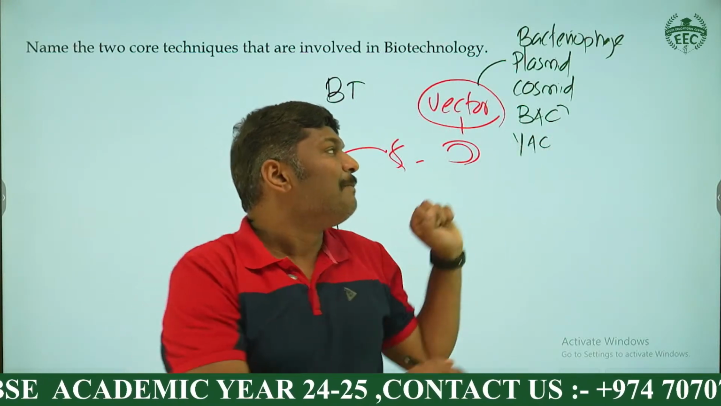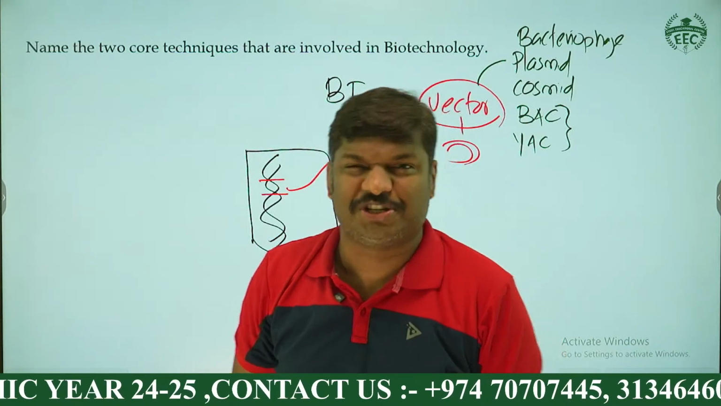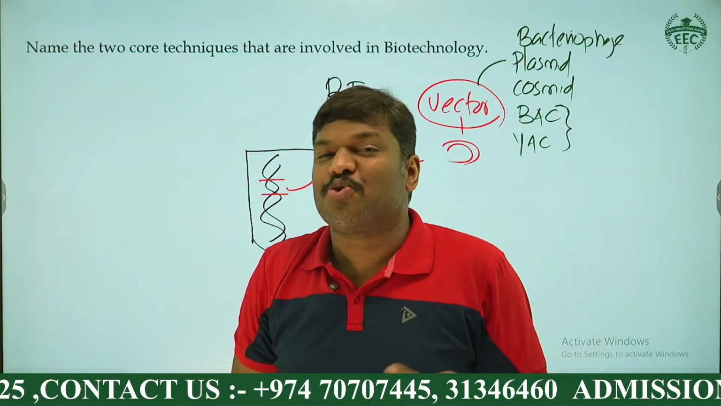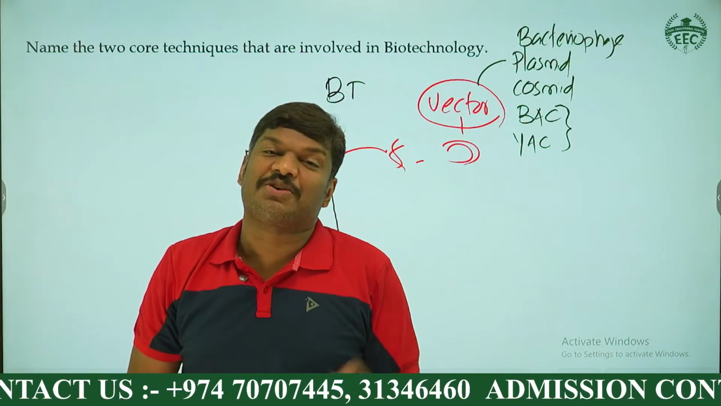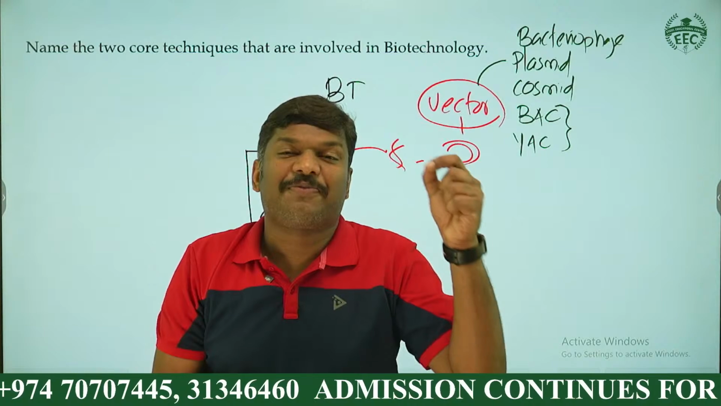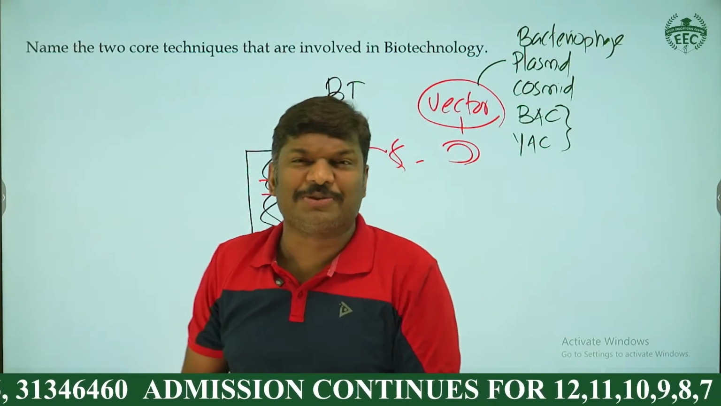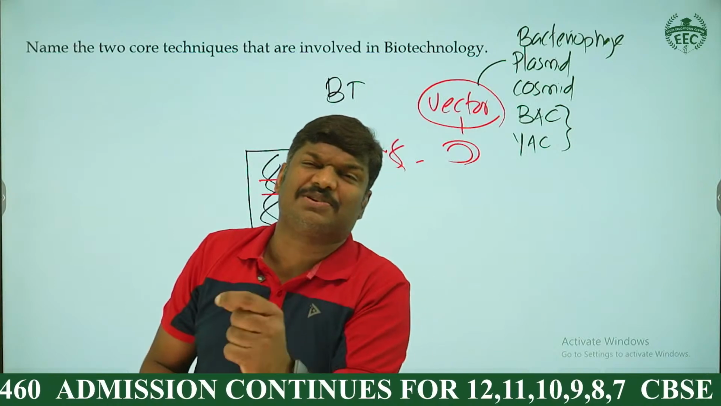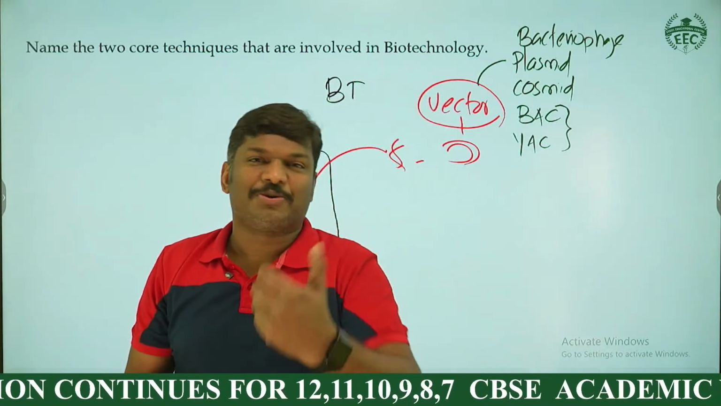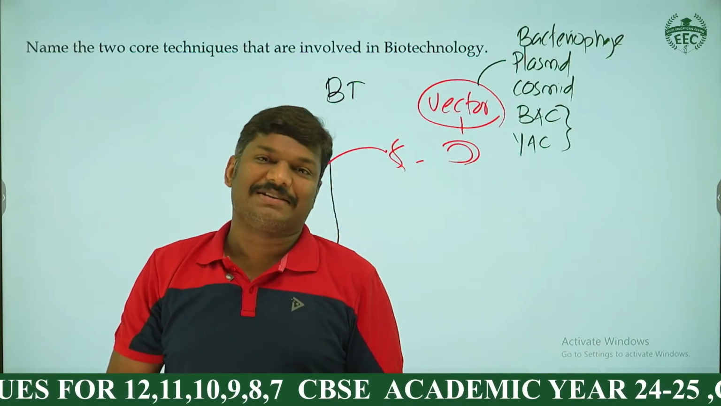BAC and YAC you already studied under the Human Genome Project, because in the Human Genome Project we need a vector. What are the 2 vectors used in the Human Genome Project? One is called bacterial, and the other is called what? Bacteria and yeast are the hosts. From the bacterial host comes the bacterial artificial chromosome, and from the yeast comes the yeast artificial chromosome. Both are used for doing the Human Genome Project. You already studied the Human Genome Project under the chapter Molecular Basis of Inheritance.